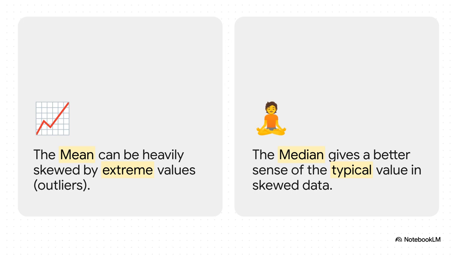So, which one should you use, the mean or the median? This is a really important question. The mean is great, but it has one big weakness. One really, really high or low number, we call that an outlier, can totally throw it off. The median, though, it doesn't care about outliers. It gives you a much better feel for what's typical when your data is a little lopsided.